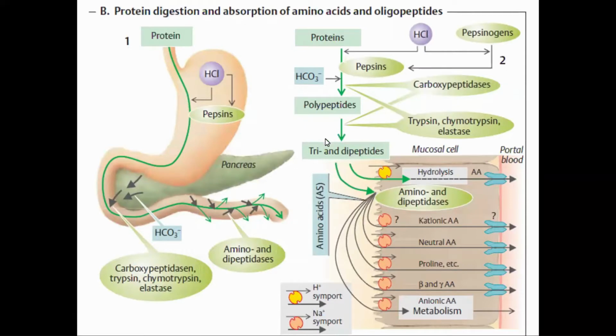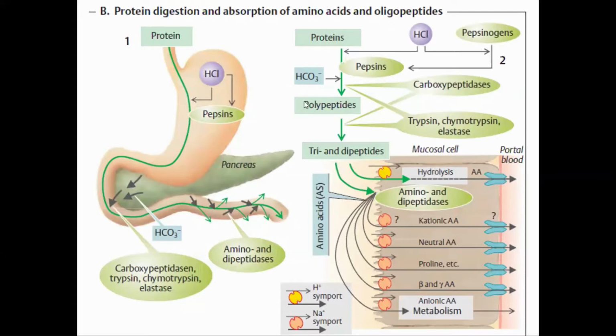You can look at this figure also. Pepsinogen is converted into pepsin. HCl is needed for the conversion of pepsinogen into pepsin. Once pepsin is formed, proteins are cleaved. But once it reaches the duodenum, due to the presence of bicarbonates, pepsin function is abolished.